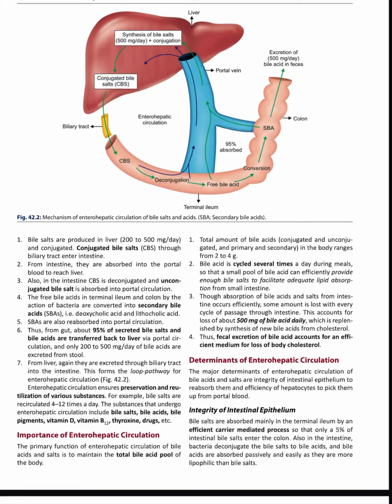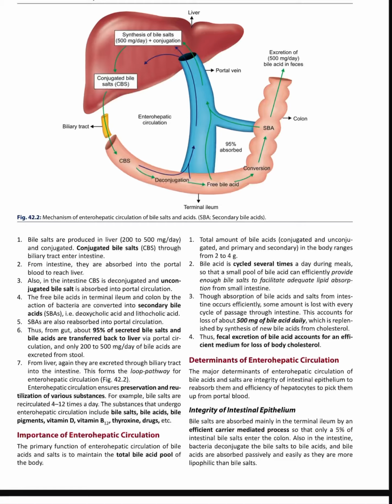Thus, from the gut, about 95% of secreted bile salt and bile acid are transferred back to the liver by portal circulation, and only 200 to 500 mg per day of bile acids are excreted in stool. From the liver, again they are excreted through the biliary tract into the intestine. This forms the loop pathway for enterohepatic circulation. Enterohepatic circulation ensures preservation and utilization of various substances. For example, bile salts are recirculated 4 to 12 times a day. The substances that undergo enterohepatic circulation include bile salt, bile acid, bile pigment, vitamin D, vitamin B12, thyroxine, and drugs.